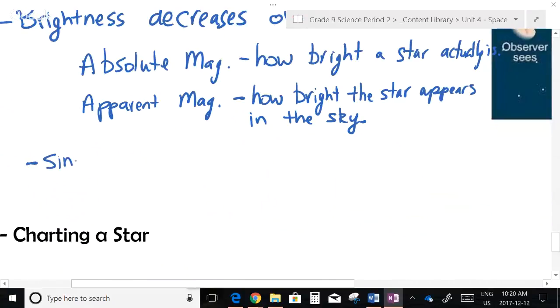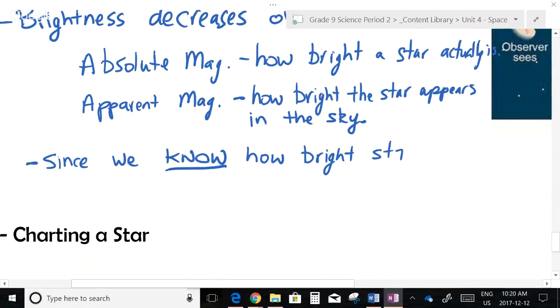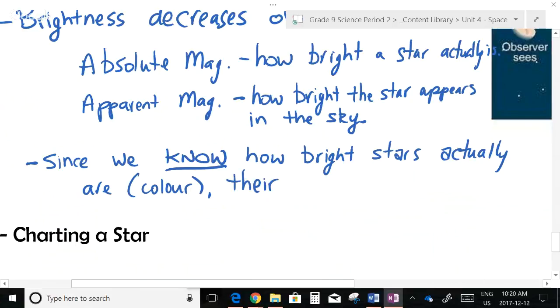So since we know how bright stars actually are, I'm just going to put in brackets the color, their appearance tells us how far away they are. Appearance.